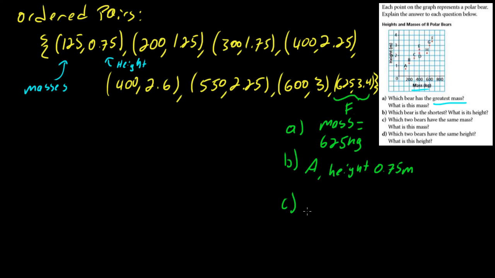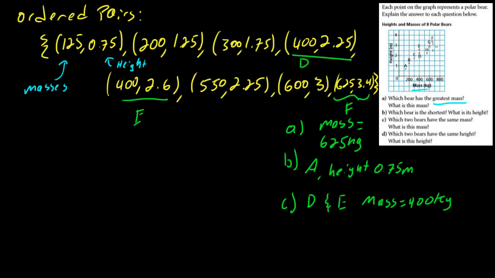Which two bears have the same mass? So again, we're looking for somebody that has the same domain value. And it looks like these two bears, bear D and bear E, have the same mass. D and E, and their masses are equal to 400.